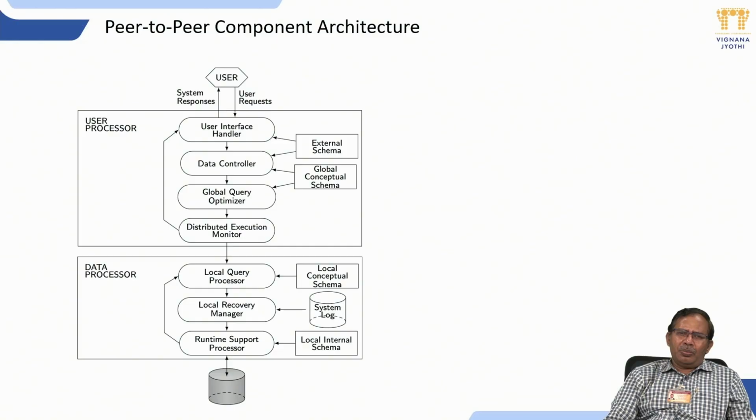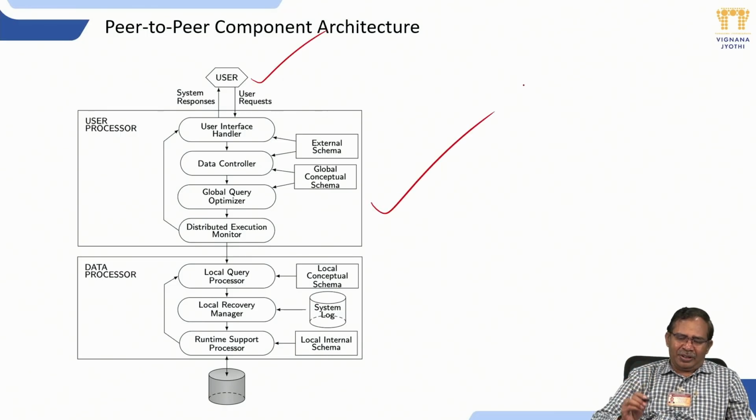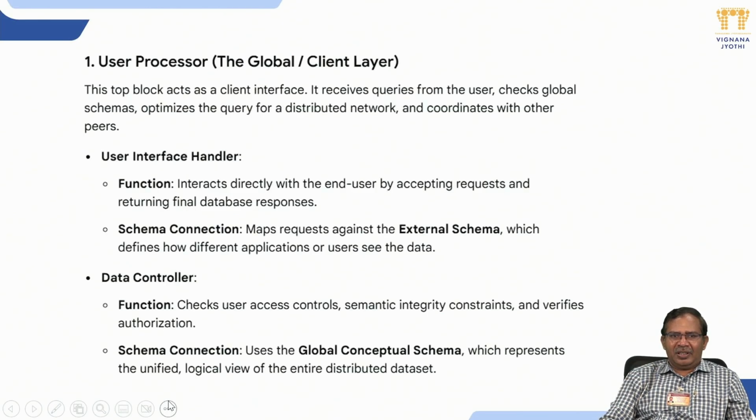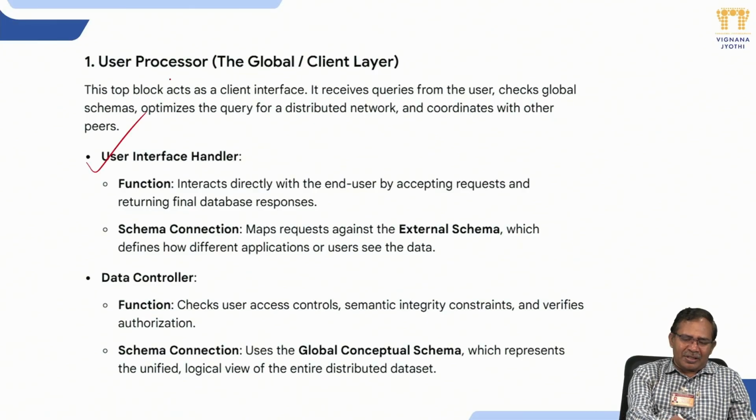Then comes the peer-to-peer component architecture. It is mainly illustrated with the user processor, the top layer, the user process in the middle layer, and the data processor in the bottom layer. This is directly connected to this real-time database. The user processor is also the global client layer. It has the user interface and then the data controller.